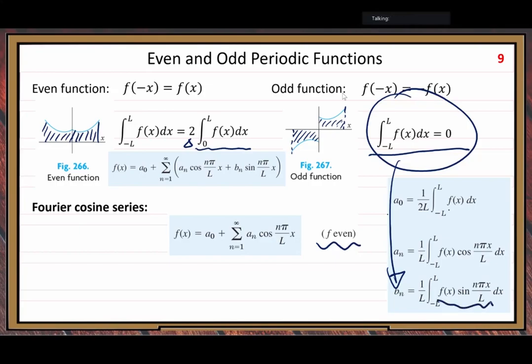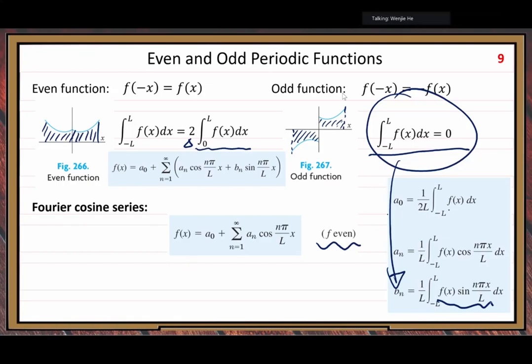Because f is an even function, that is our assumption. The sine function is an odd function, right? An even function times an odd function, the whole thing is an odd function. The whole thing is odd, and the integral from negative L to L must be 0. So you can see that.